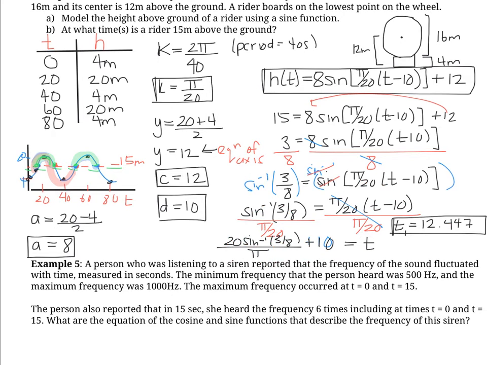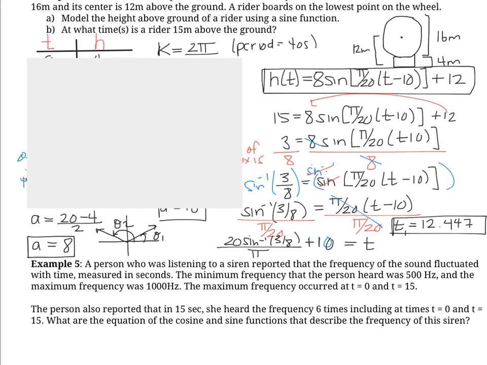So our calculator is always going to give us the smallest angle, and the smallest angle being quadrant number 1. So when the calculator found the sine inverse of 3 over 8, it gave us this angle. That was our theta. But there's another angle over here. This is our theta number 2.